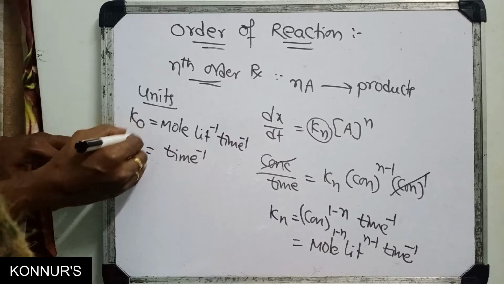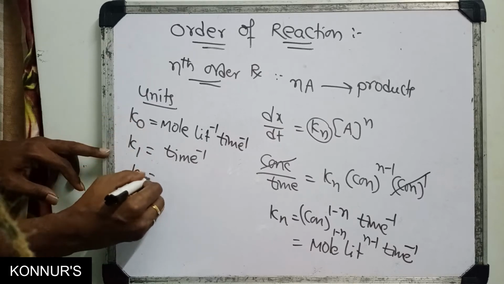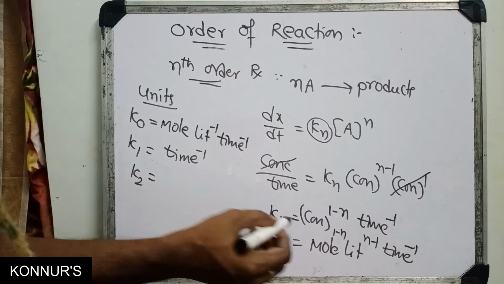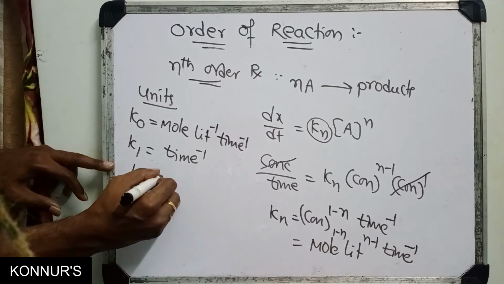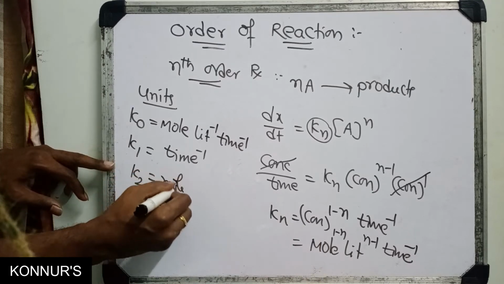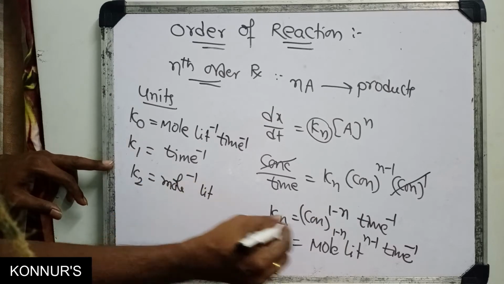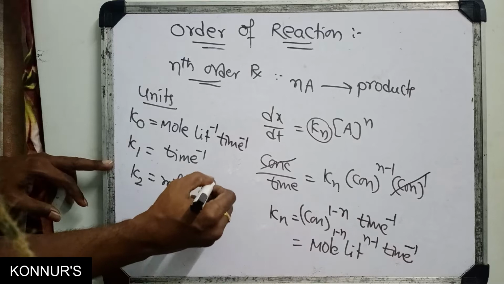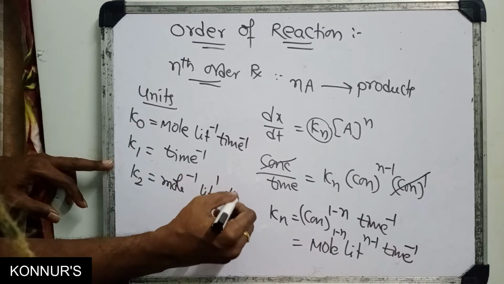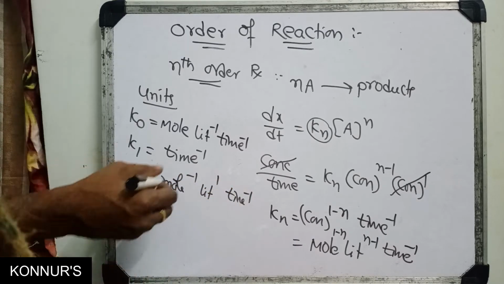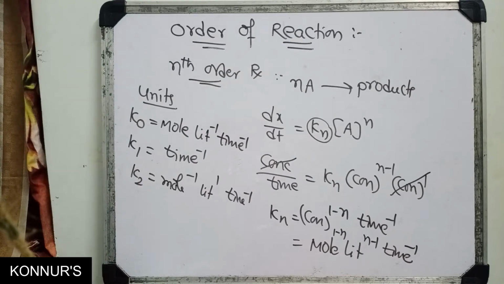So this is zero order, first order. Suppose you take second order: mole to the power of 2 minus 1, liter to the power of 2 minus 1, that is 1, and time inverse. So like that you can write all of these.